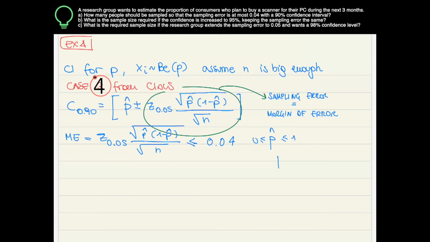So consider the function p hat times 1 minus p hat. This is always lower than 0.25, right? You can check this carefully, but actually we can do it together.